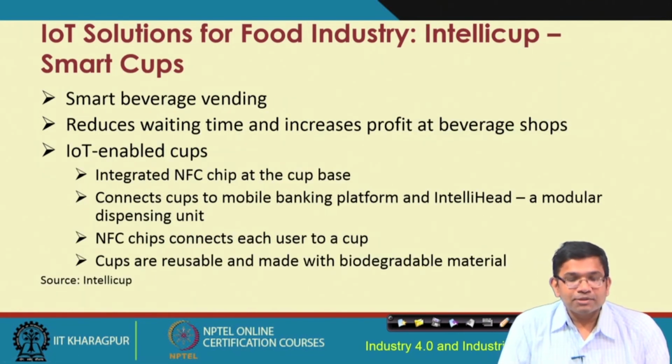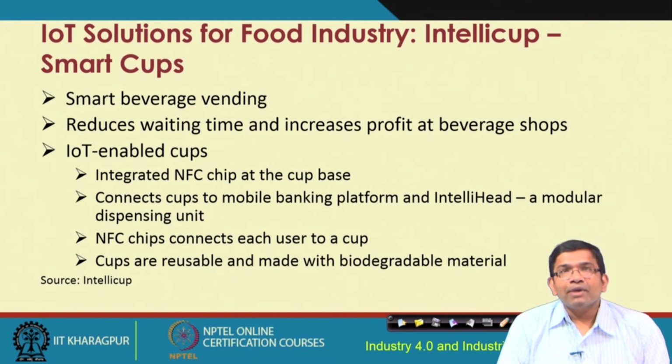IntelliCup has the smart cups solution, which basically is a smart beverage vending machine, which reduces the waiting time and increases the profit at the beverage shops. These are IoT enabled cups, which have NFC integrated chips at the base of the cup, and they connect the cups to the mobile banking platform and IntelliHead, which is a modular dispensing unit. So, this NFC chip basically helps in connecting each user to a cup. The cups are reusable and made with biodegradable material.